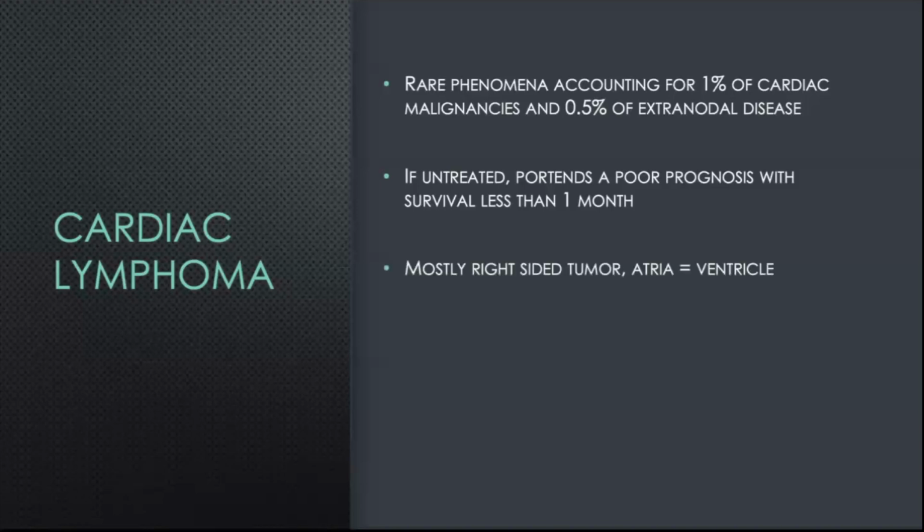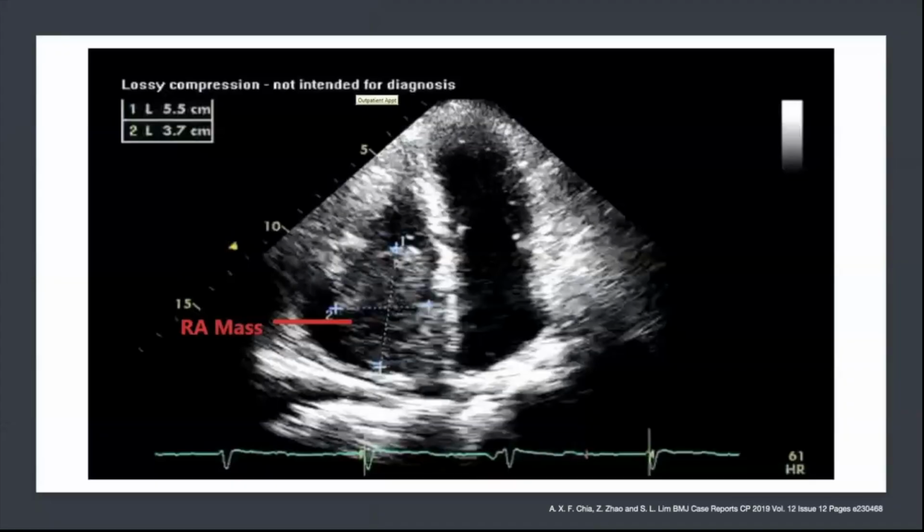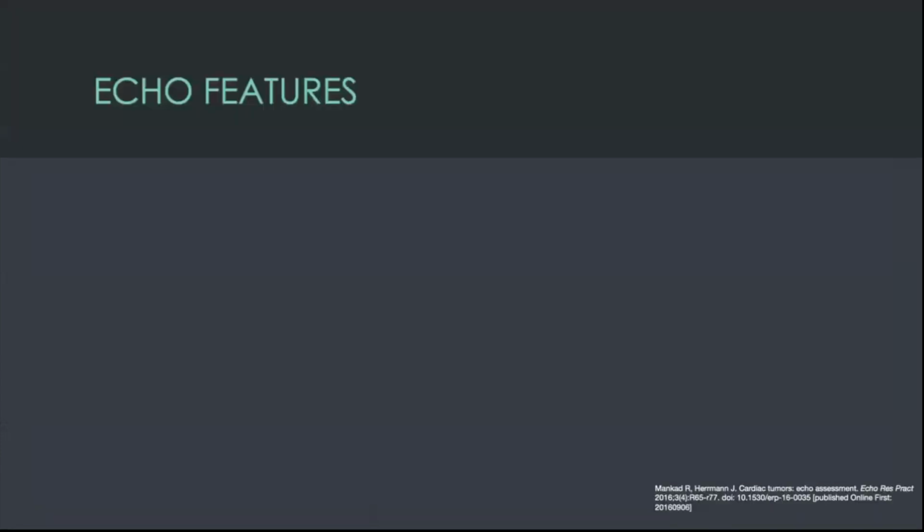They're mostly right-sided tumors, with the atrium being affected in the same sort of distribution as the ventricle. And they're generally large B-cell lymphomas when you take a piece of it and take a look under the microscope. Treatment's primarily chemotherapy, and it can increase survival to about 5 years. So this is just a picture of an RA mass, suggestive of a primary cardiac lymphoma.